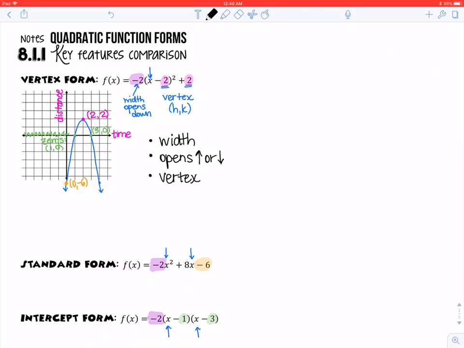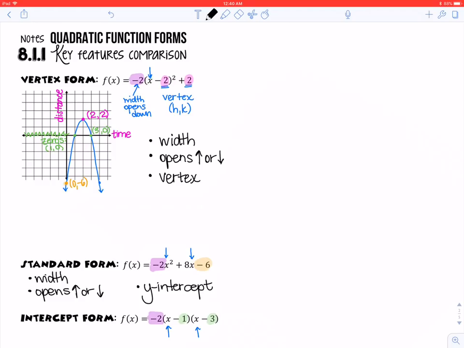Now, if we are in standard form, we still know the width. A is always A. And we still know if our graph opens up or down. But now we also see that in standard form, we know our y-intercept. This graph is crossing the y-axis at -6.